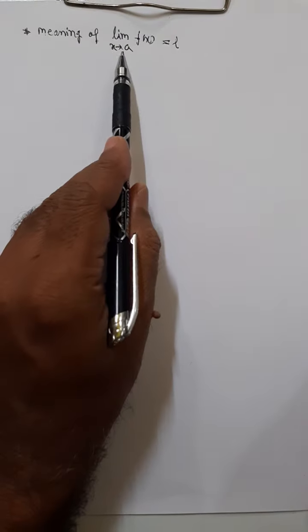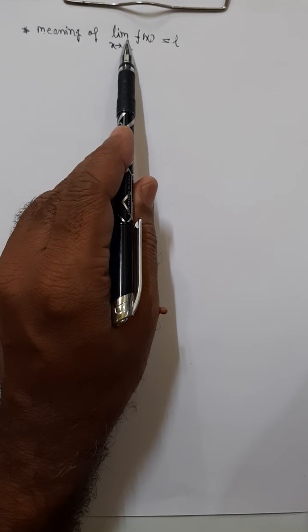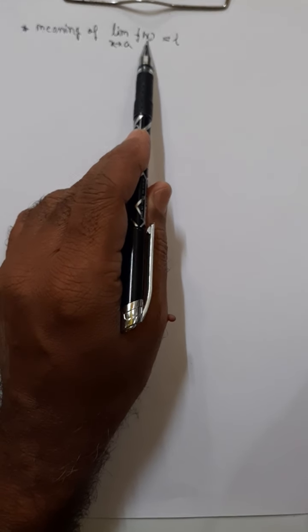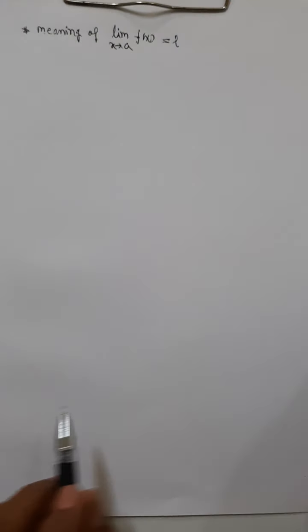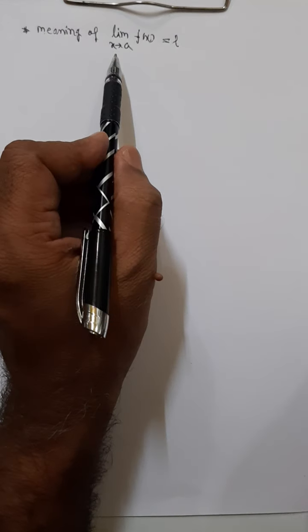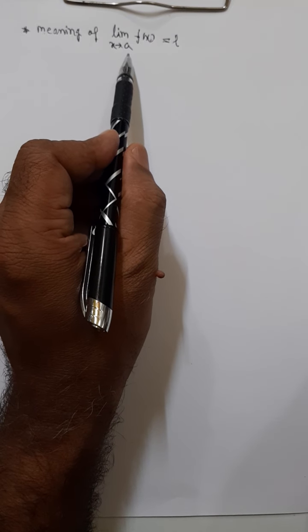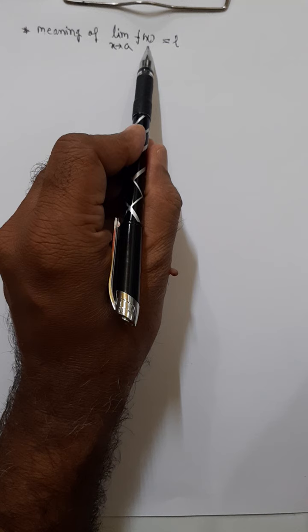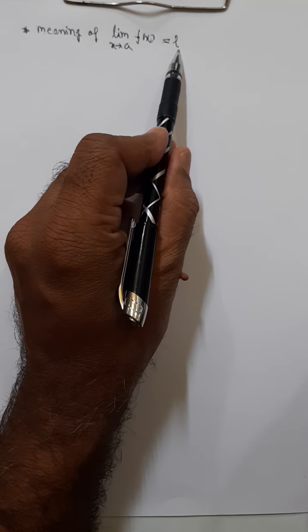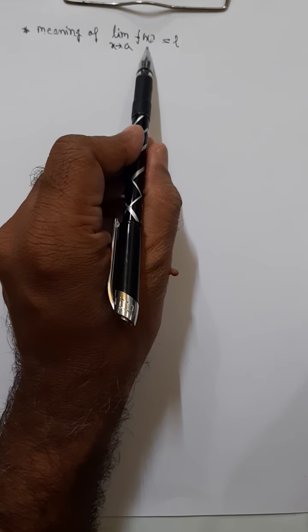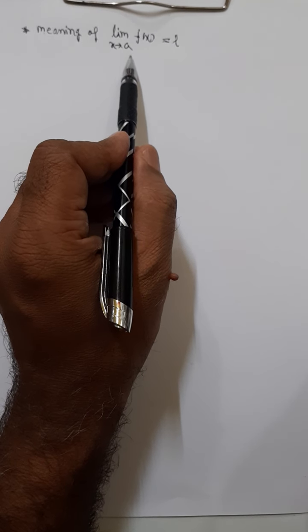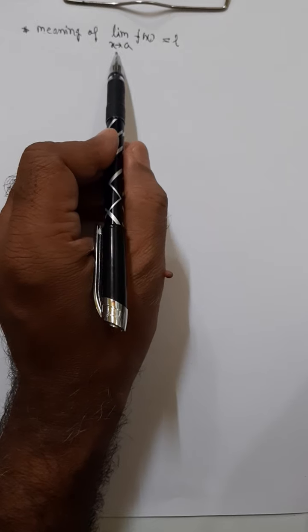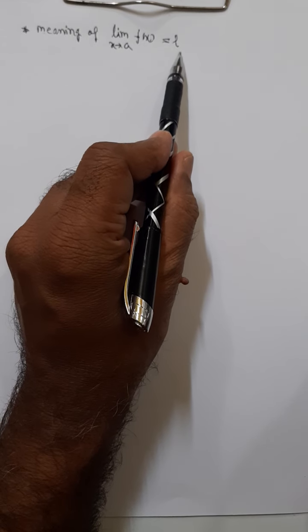So I have to see the meaning of this symbol. LIM, that is short form of limit. Exactly below this LIM, write x tends to a, f of x function is equal to L. So what is the meaning of this? This means if x takes values nearer and nearer to a, f of x takes values nearer and nearer to L, then we say that f of x tends to limit L as x tends to a, and symbolically we can write limit of f of x as x tends to a is equal to L.